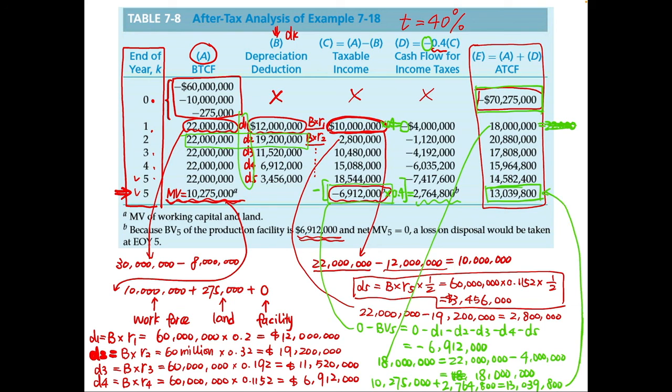Okay, so in this problem, the tricky part is the last row, and you need to understand the facility is the only thing that is depreciable. The land and the workforce are not, and that is why here you got this number. Okay, this is the tricky part. All right, and also don't forget about the negative sign here.